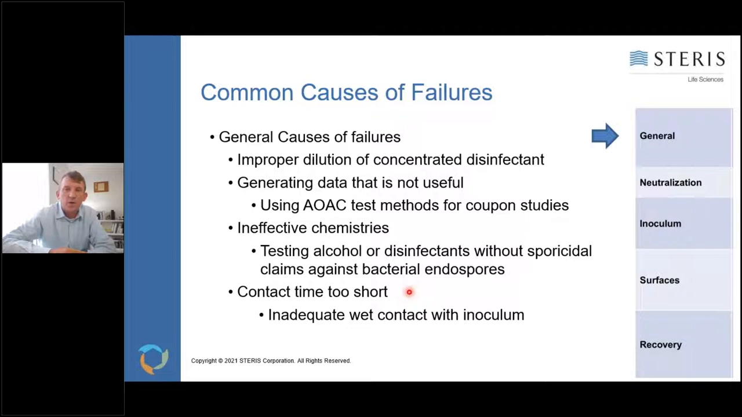And then finally, another general cause of failure is just choosing the wrong contact time. You want to try to get aggressive on your contact time. You're not giving the active ingredient enough time to work. So those are some general common things to think about as you're designing and conducting these studies to make sure you avoid. The next one's neutralization.